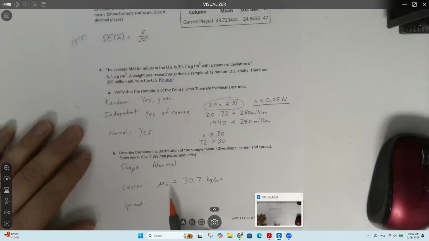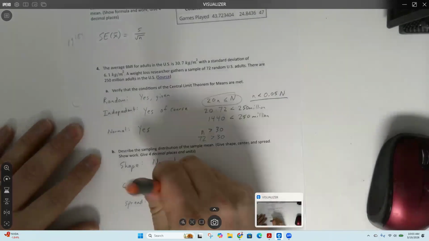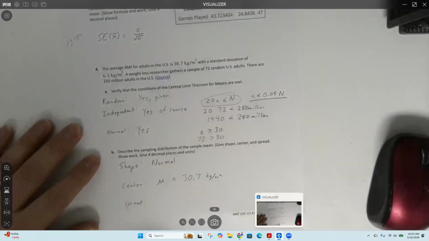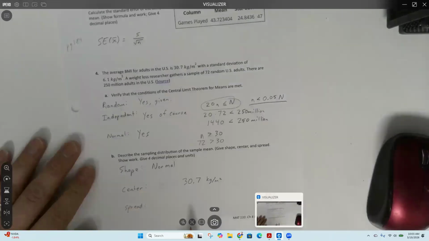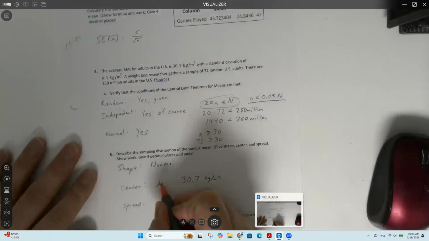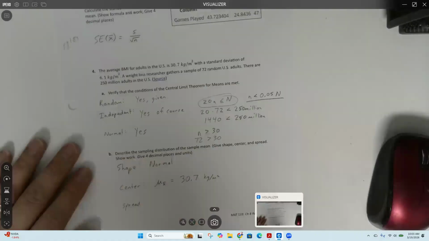You don't even necessarily need to write all of this. You can just write mu equals this, or you can just drop that and say that's 30.7, because I find this mu sub x bar confusing. But technically that's what it is. That's what that means.